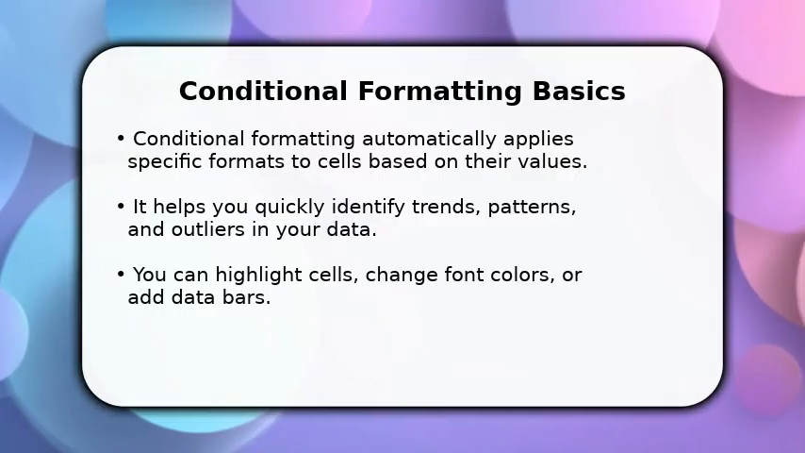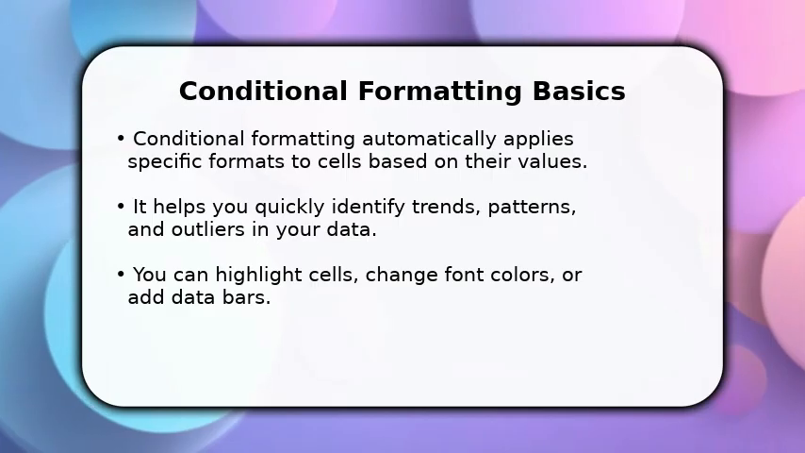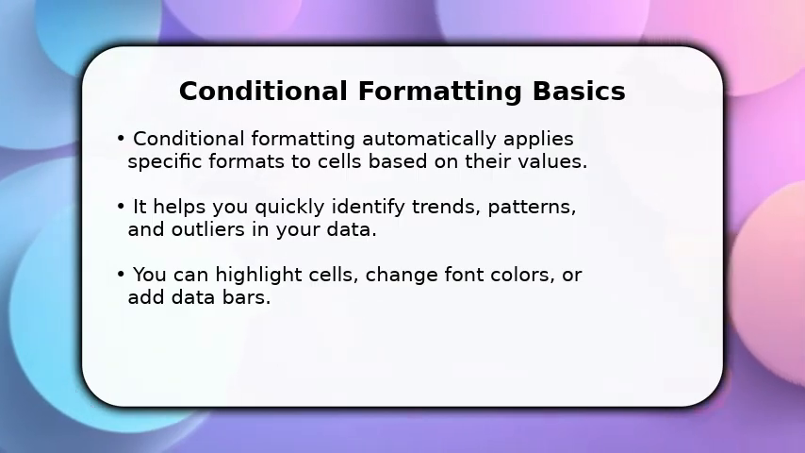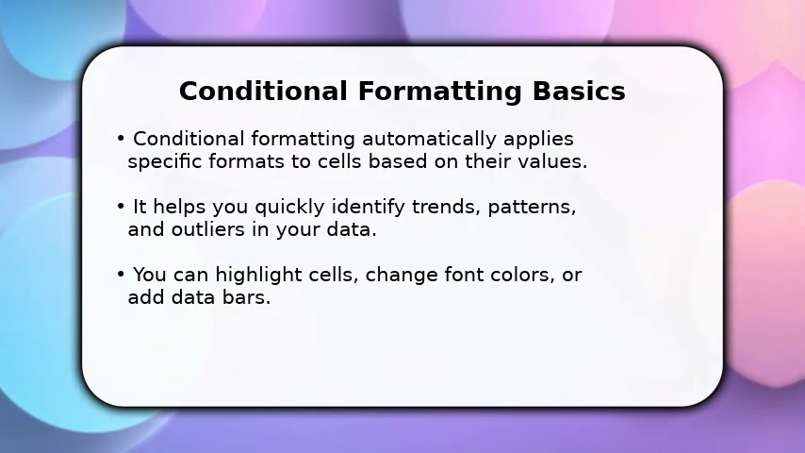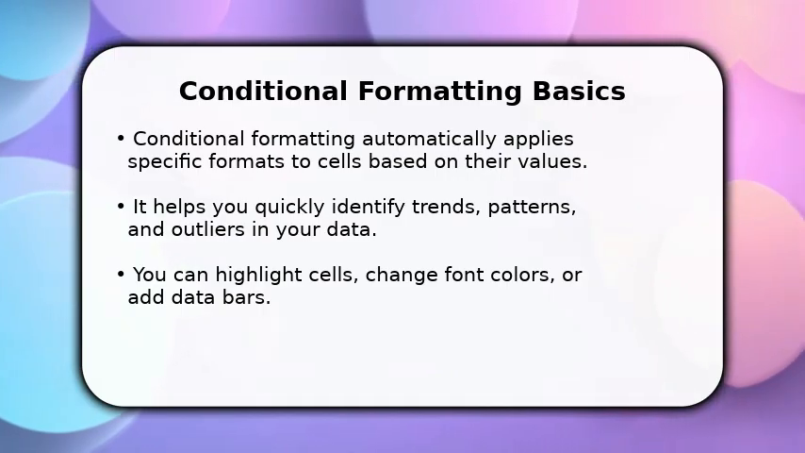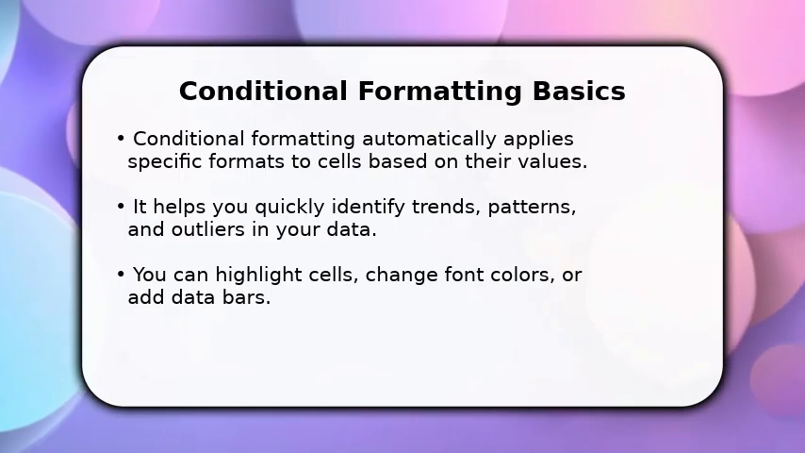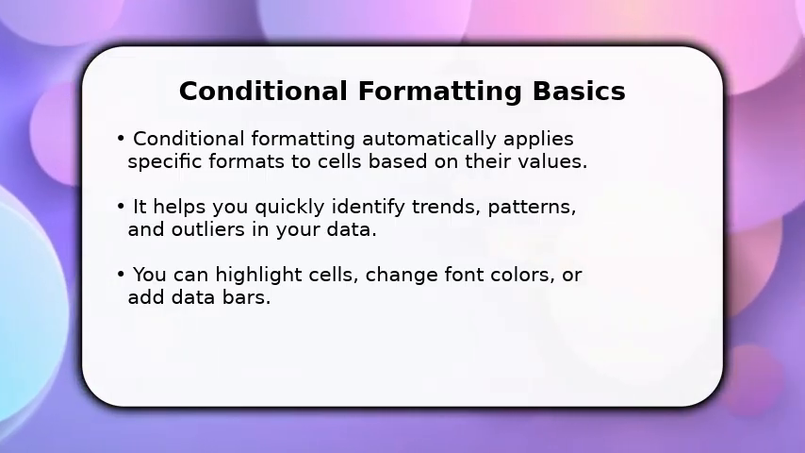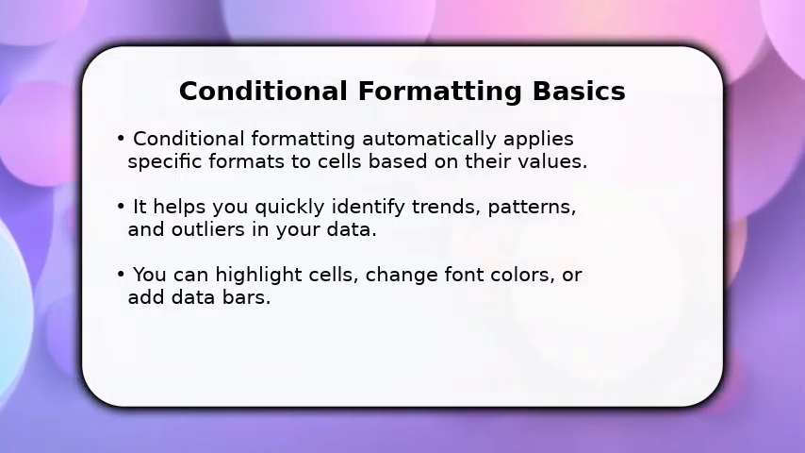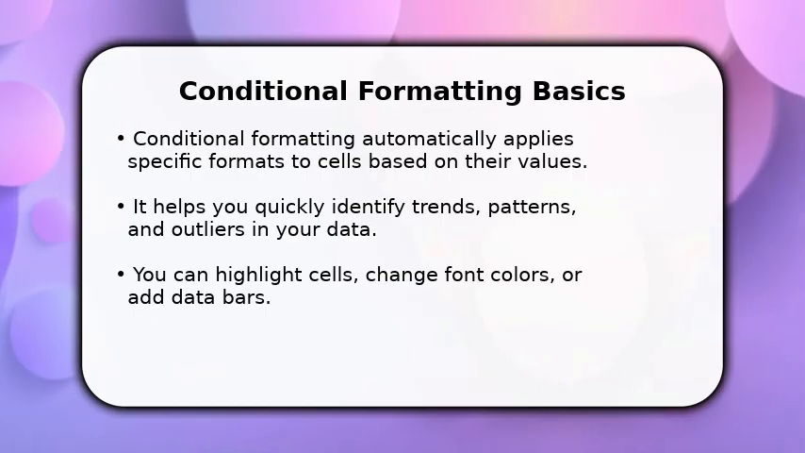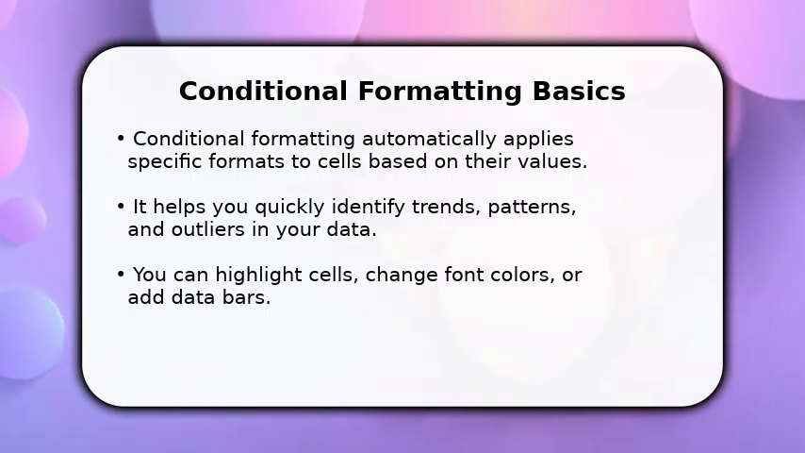In this video, I will explain how to use conditional formatting in Excel. This powerful feature allows you to automatically apply specific formatting to cells based on criteria you define. For instance, you can highlight all sales figures above $1,000 in green or mark overdue tasks in red. It's an excellent way to make your data visually intuitive and quickly spot important information without manual review. We will cover the essential steps to get you started.